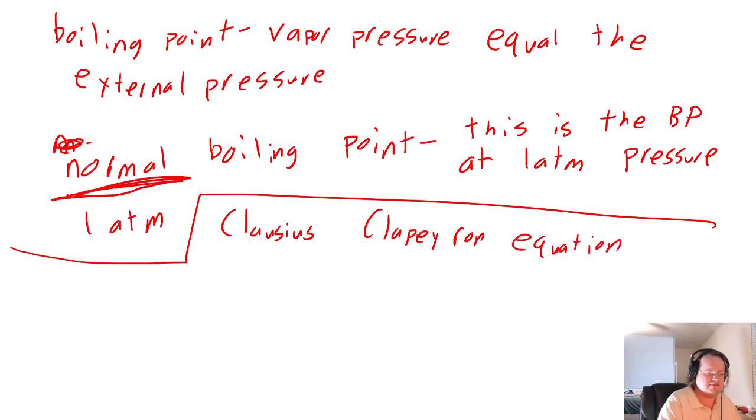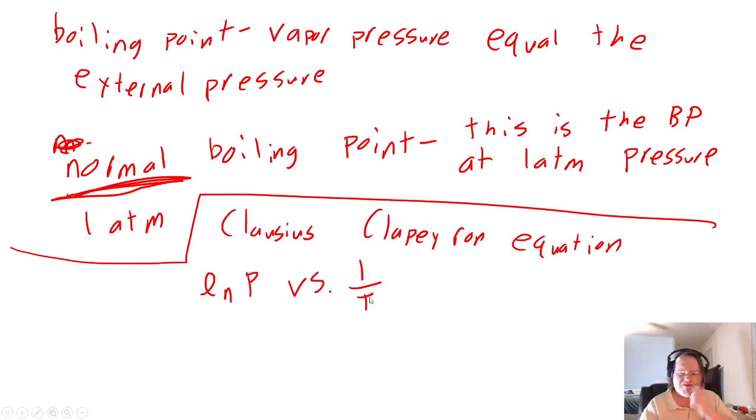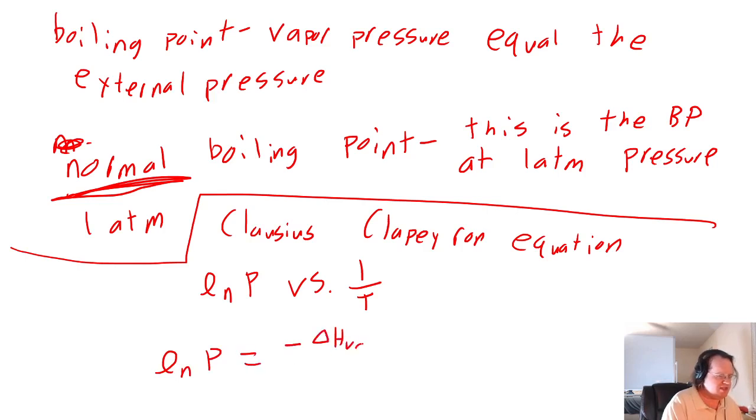This is a relationship that forms between the natural log of pressure versus the inverse of temperature. These two things have a linear relationship. Specifically, if you try to relate these, you'll get the equation: natural log of P equals negative enthalpy of vaporization over R times 1 over T plus the natural log of beta.